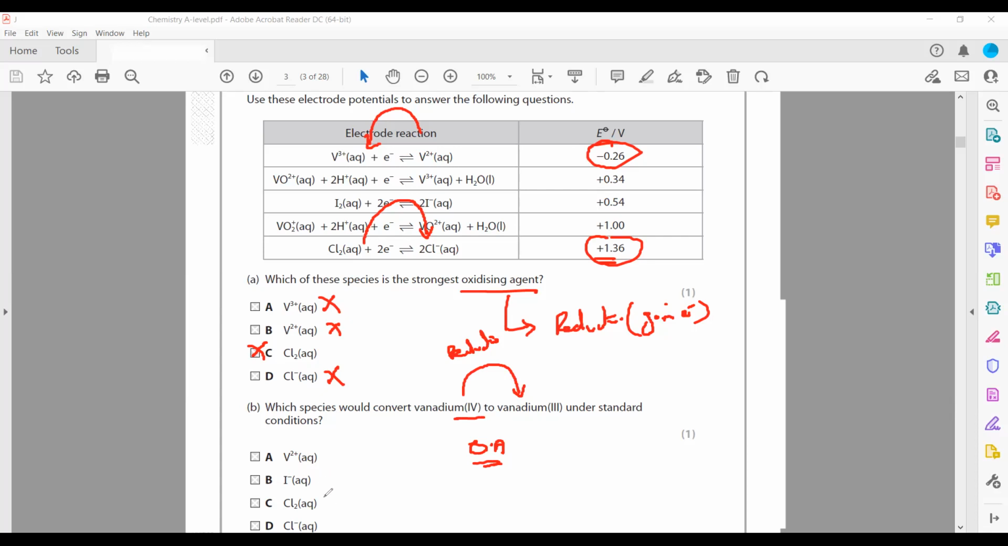So a chlorine molecule is an oxidizing agent, because an oxidizing agent by itself is reduced. So vanadium 4 converts into vanadium 3. So this change is a reduction. So we are looking for an oxidizing agent.